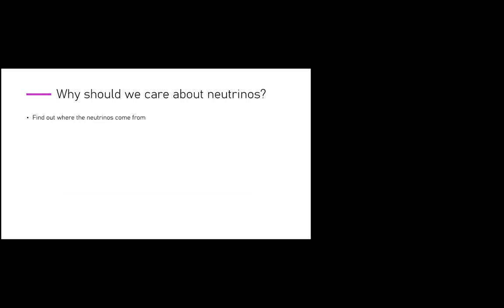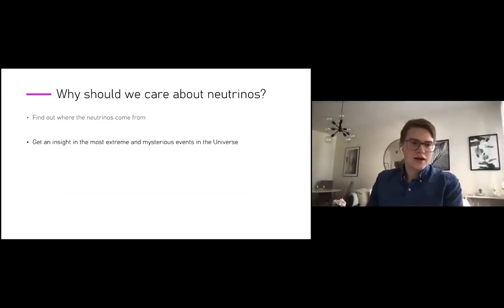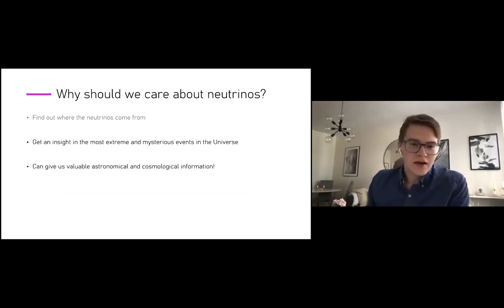So if we find out where the neutrinos come from by some method, we could get an insight into the most extreme and mysterious events in the universe. As I said, for example, black holes, we want to know more about them because they are very, very interesting. This could also give us very valuable astronomical and cosmological information about the formation of the universe and stuff like that, popular science things.